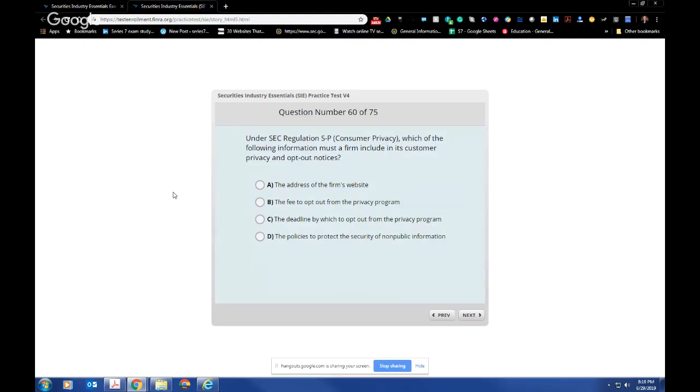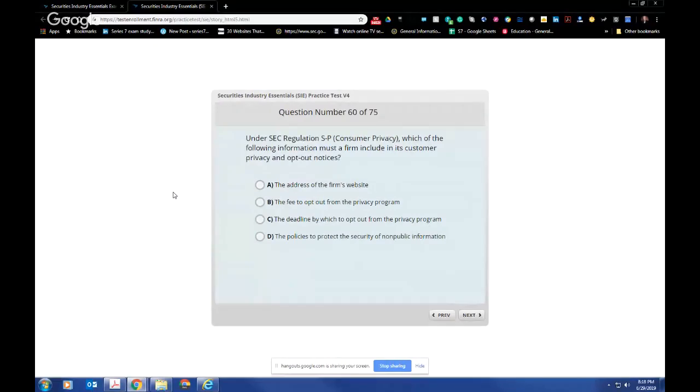Under Reg SP, which of the following information must a firm include in its customer privacy and opt-out notices? They're saying you have to put in there that I'm going to keep your information private, not give it away or sell it. You don't need the address. You don't need the fee to opt out because there isn't a fee to opt out. And there's really not a deadline. You can opt out anytime. The answer is the policies to protect the security of the non-public information. You just have to show them that you have a policy in place.